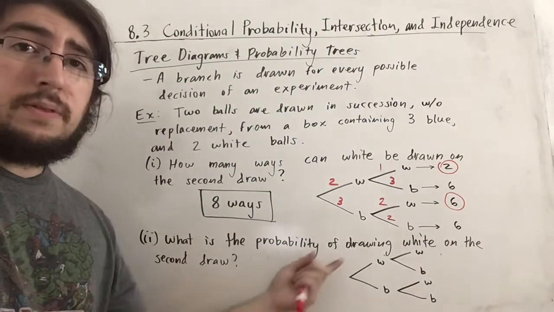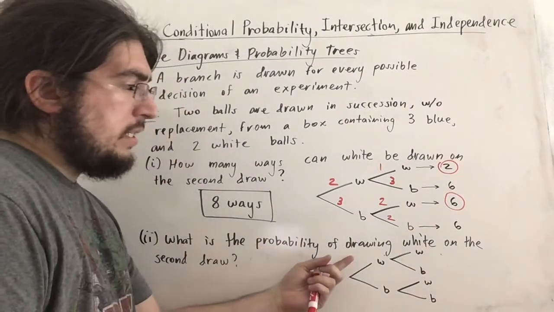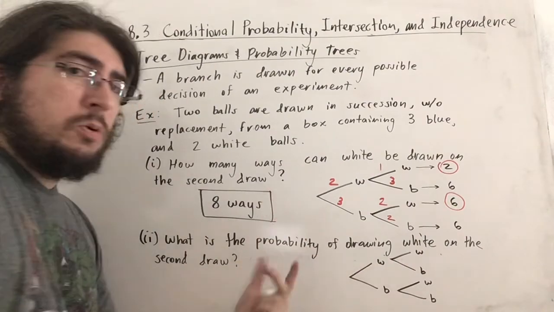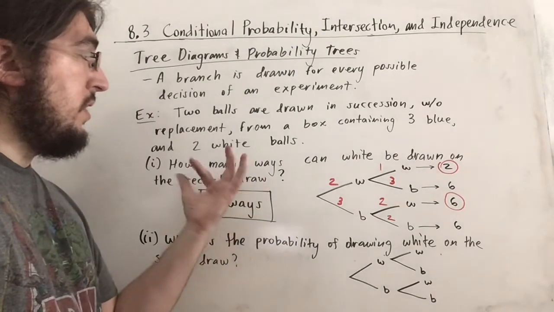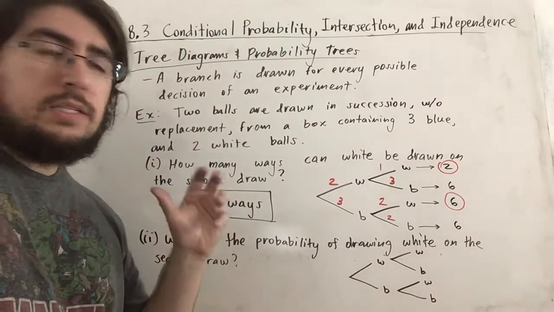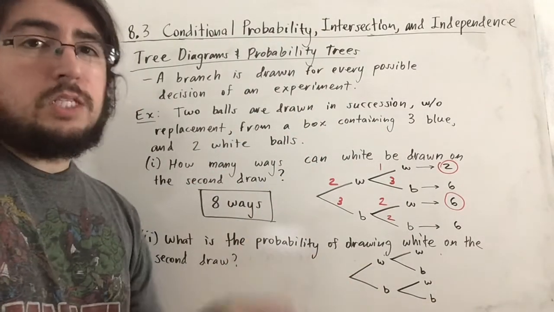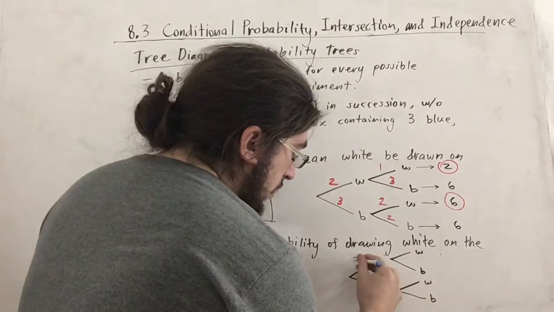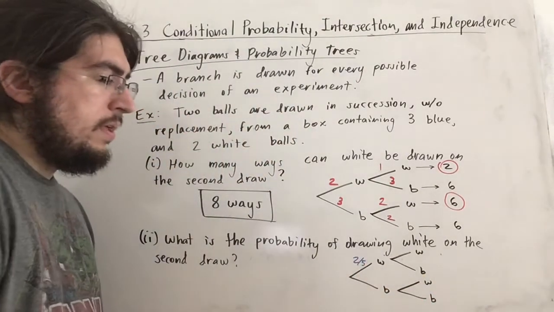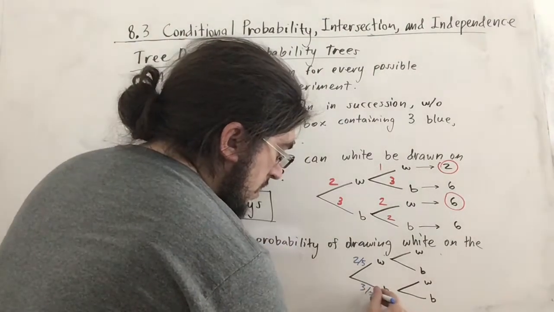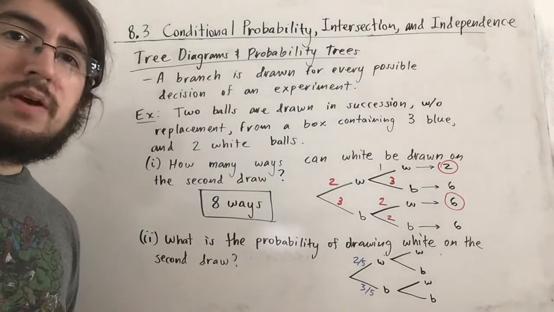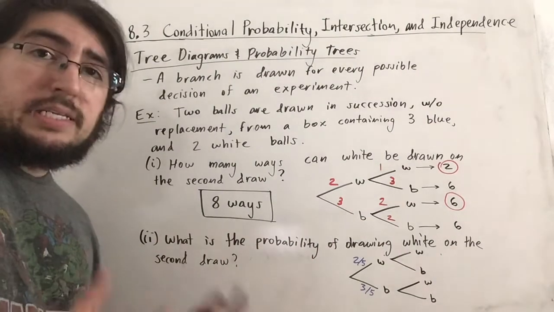So like here, for example, the first branch, well, how many ways can you draw one white? It's 2, but out of how many possible draws? There's a total of 5 balls in there. 3 plus 2 is 5. So the probability of drawing white in your first is 2 out of 5. So here I'll label this as 2 over 5. And similarly for blue, there'd be 3 out of 5. So your chance of drawing blue in the first is 3 out of 5. Chance of drawing white in the first is 2 out of 5.